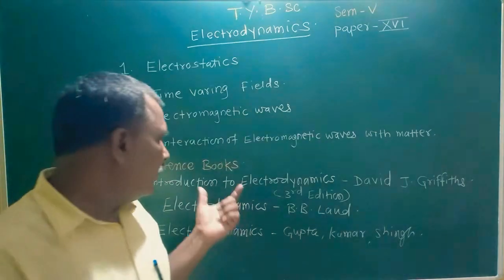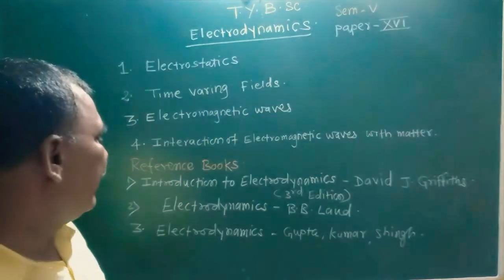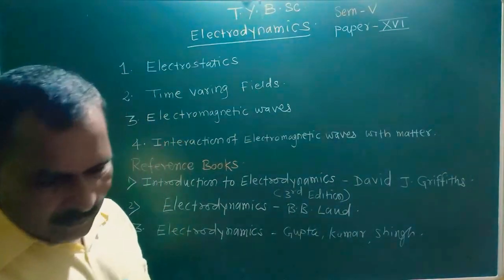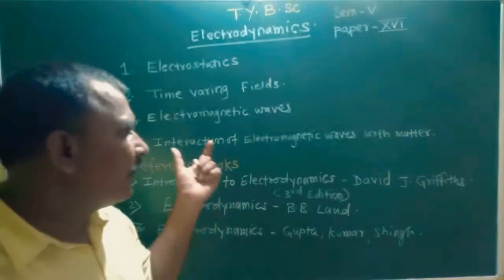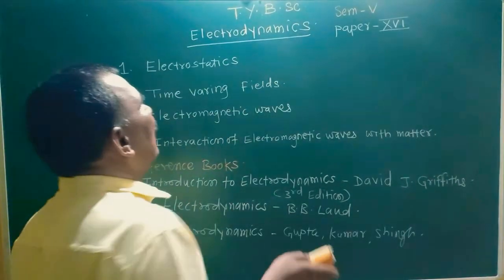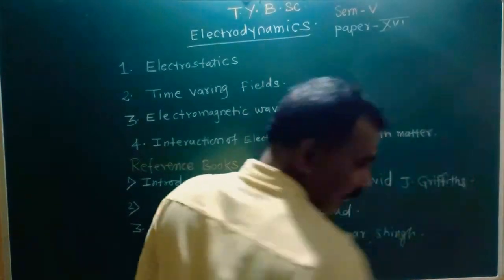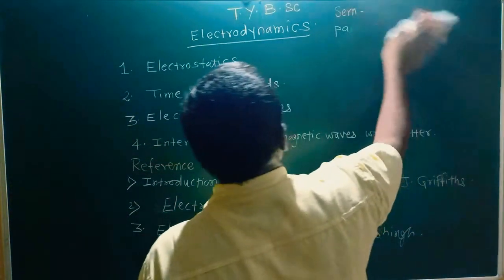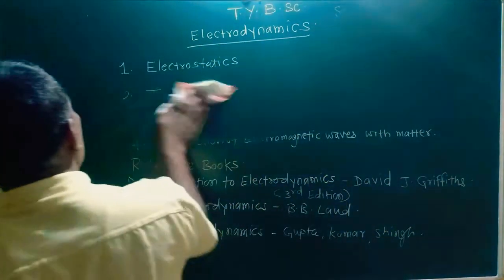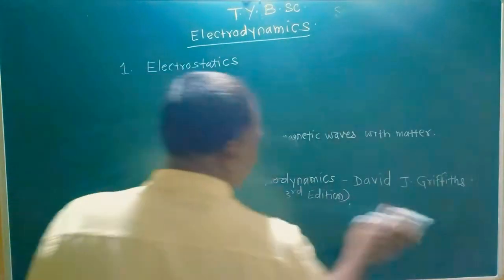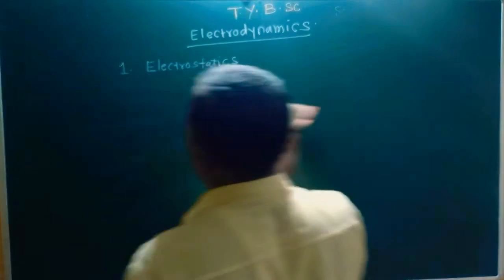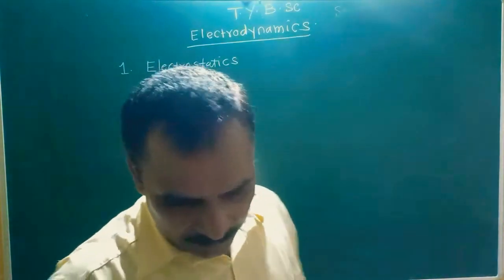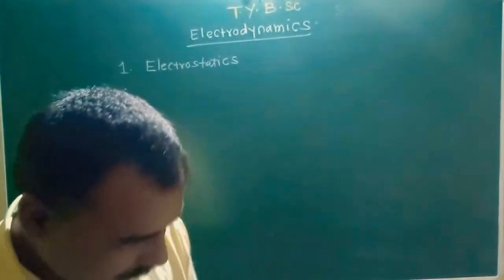The Introduction to Electrodynamics by David Griffiths, 3rd edition. Electrodynamics by B.B. Laud. Electrodynamics by Gupta, Kumar and Singh. Other books are also there, but these three are very important. And then we are going to study the most important topic here, that is electrostatics. We are familiar with this topic. We start today's lecture with topic number 1, that is electrostatics. In electrostatics, the first article is the introduction.